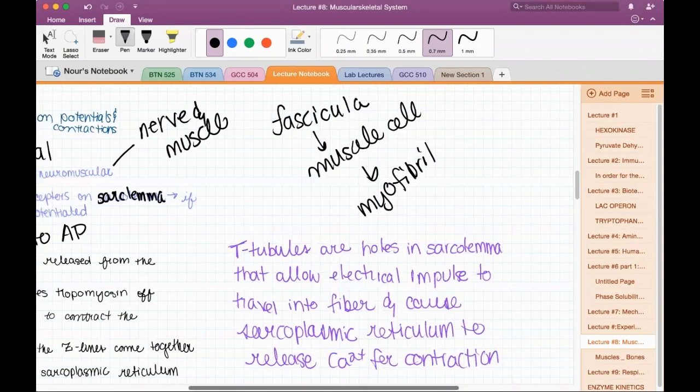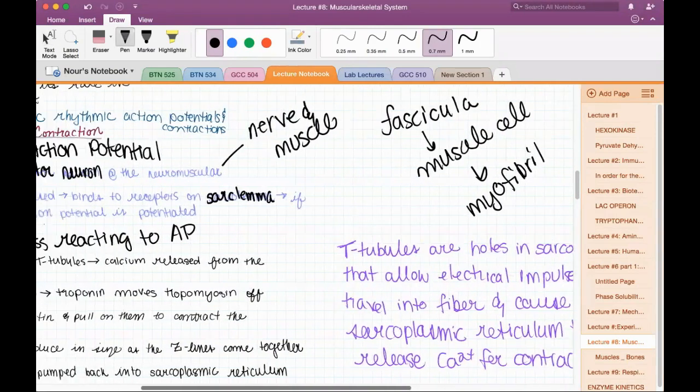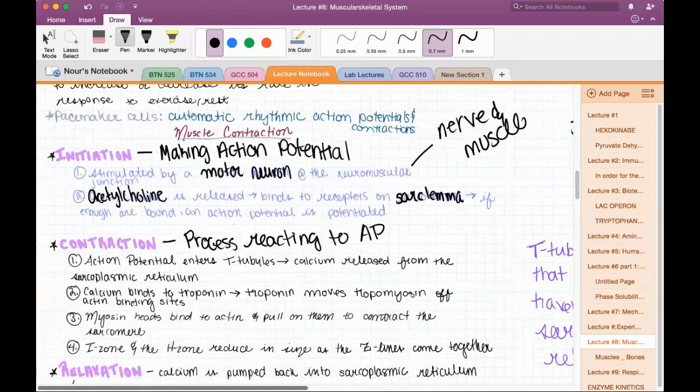So the T-tubules are basically channels allowing the electrical impulse to move around the cell membrane and signal the sarcoplasmic reticulum to release calcium. And remember what I told you? Once calcium is released, it is essential for having a contraction occur. So once calcium is released, what happens?